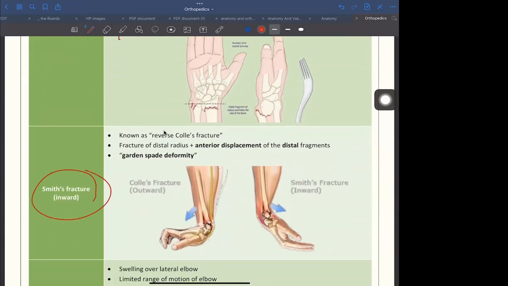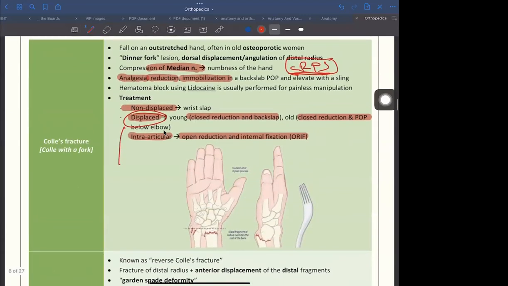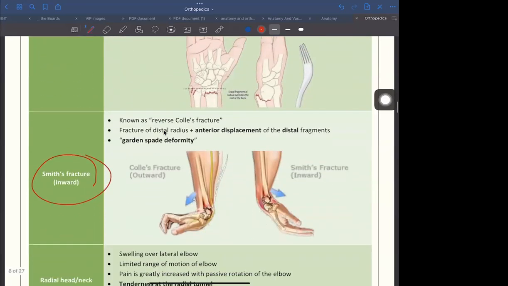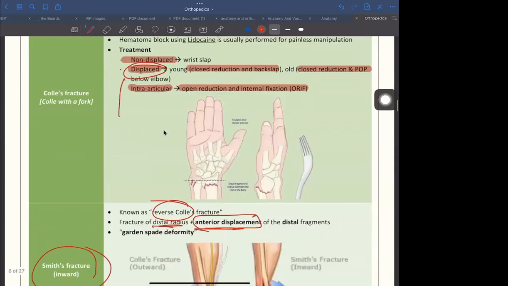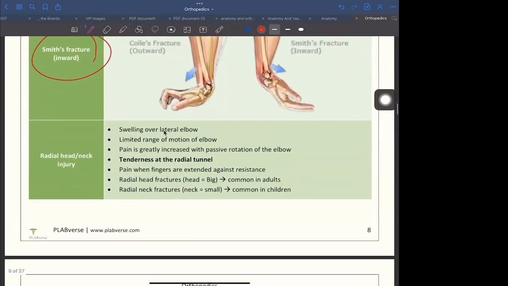A Smith fracture is the complete opposite of the Colles fracture. So here, it's not an outstretched hand; it's basically on the other side, when you fell on the dorsum of your hand. So it's known as reverse Colles fracture. So it's the complete opposite. Distal radius with anterior displacement, instead of posterior displacement. And the deformity is called garden spade deformity instead of dinner fork deformity.